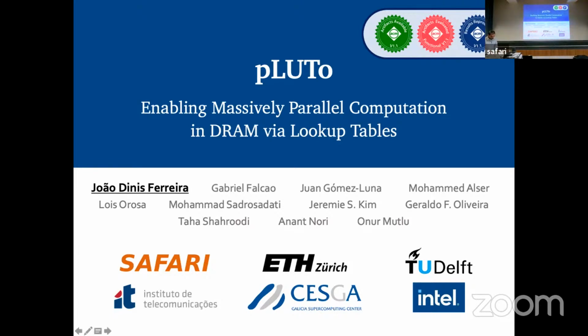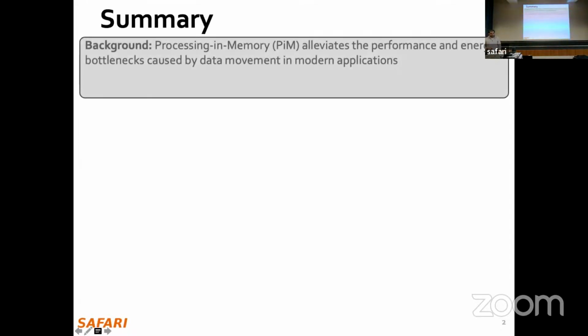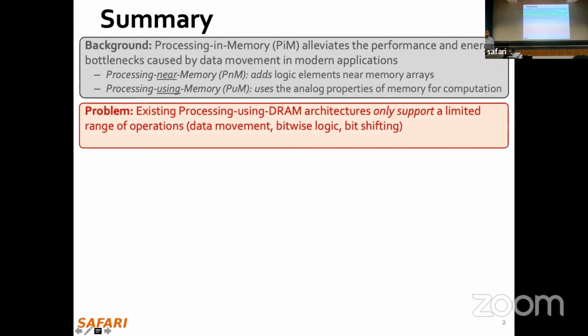So just to start, a quick summary of what this talk is about. As you should know at this point, processing in memory is really helpful to alleviate data movement bottlenecks for memory-bound workloads. And there are two major types of processing in memory systems: either near memory, where computation is added nearby the memory arrays, or processing using memory, where the characteristics of the memory cells are used to perform some particular type of computation.